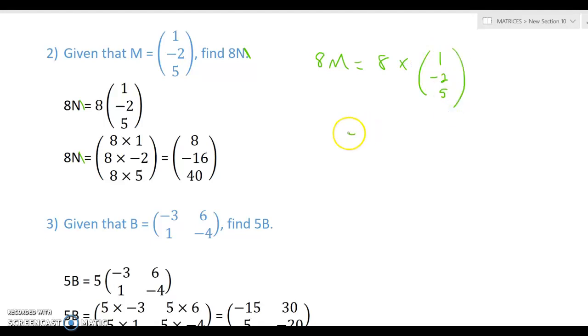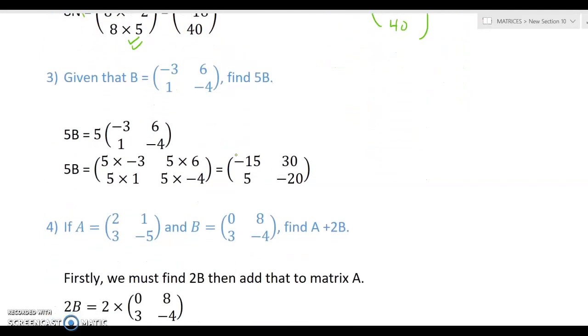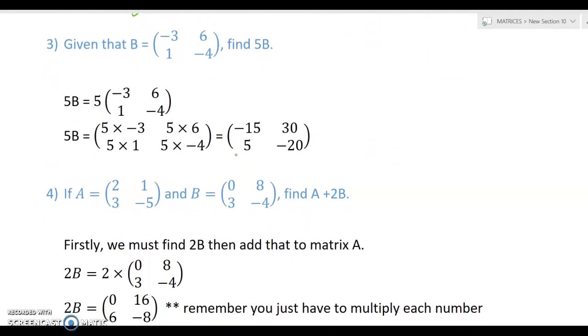Again, you're just taking that 8 and you multiply by each number. So 8 by 1 is 8. 8 by negative 2 gives me negative 16. 8 by 5 is 40. And again, on this side here is where I would have to put in the 8 times for each number, but you can go straight to the final answer, as I said before. Alright, so let's look at a couple more.